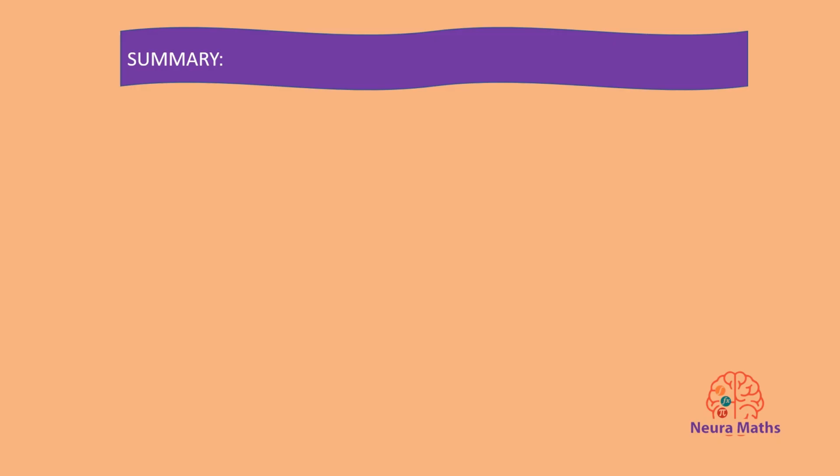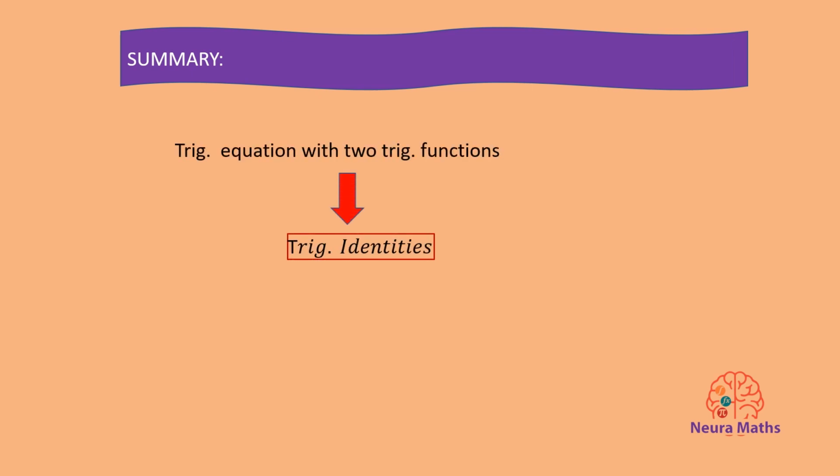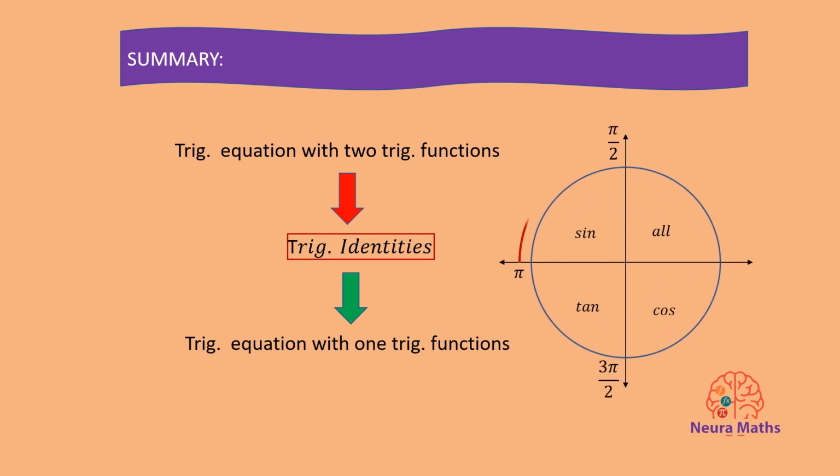To sum up, a trig equation can be solved with one trig function. To solve trig equations with two trig functions or more, we use trig identities to get it with one trig function. Remember, an angle in the second quadrant is equal to 180 minus the acute angle. An angle in the third quadrant is equal to 180 plus the acute angle. An angle in the fourth quadrant is equal to 360 minus the acute angle.